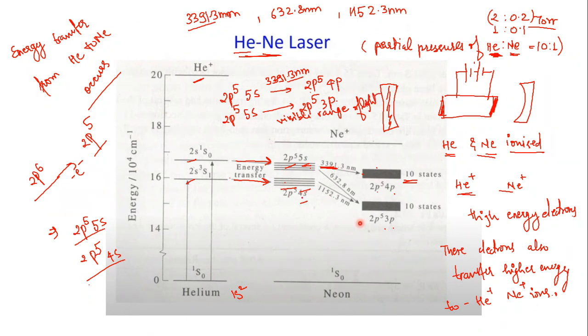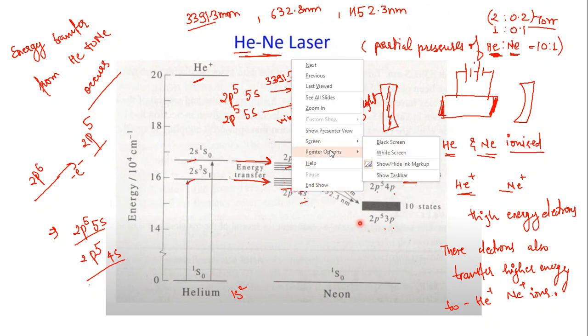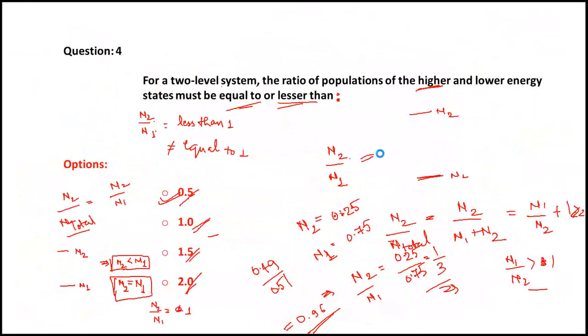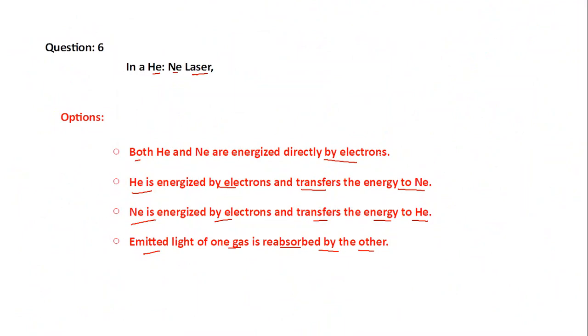The last one is 2p5 4s to 2p5 3p, and this corresponds to 1152 nanometer. This also does not lie in the visible range of light, and therefore we have come to the answer, which is in the helium neon laser.